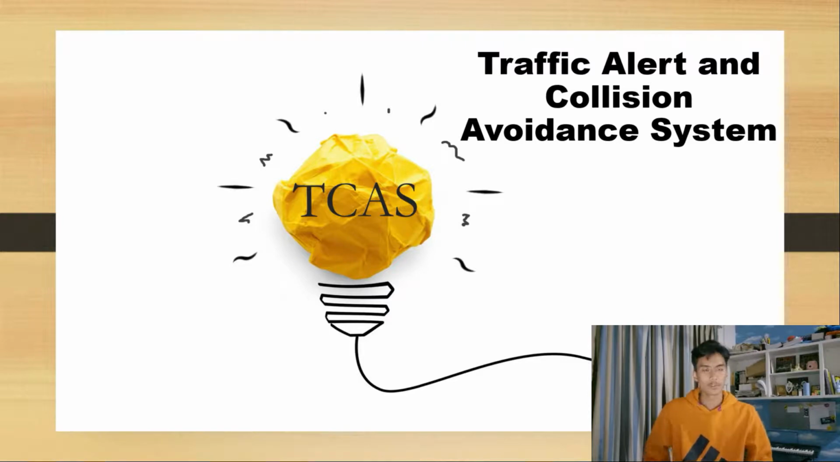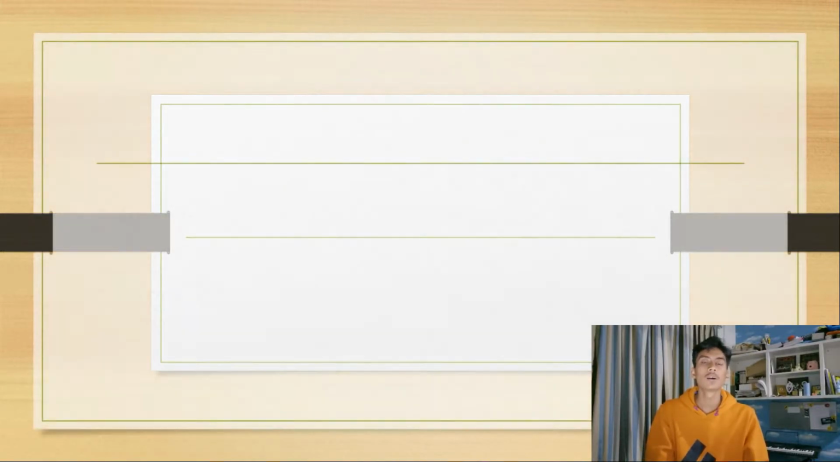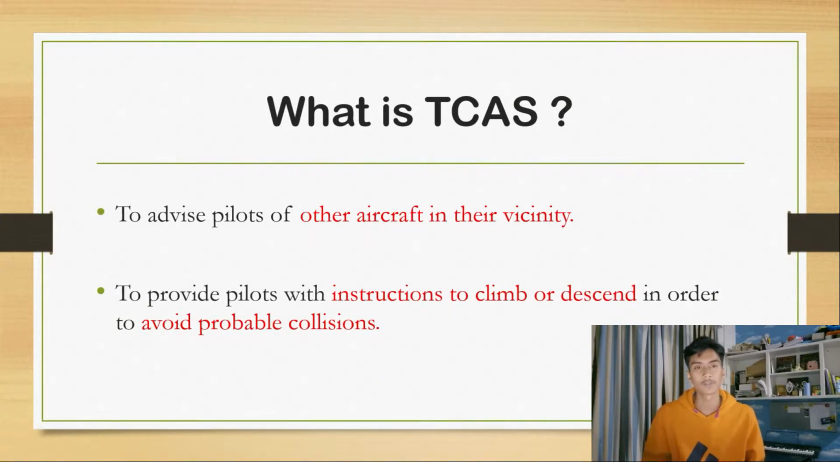Now, the question given was, what is the system used in aircraft to reduce the risk of mid-air collisions? The answer to that is TCAS. TCAS stands for Traffic Alert and Collision Avoidance System. The purpose of TCAS is, number one, to advise pilots of other aircraft in the area, and the second one is to provide pilots with instructions to climb or descend in order to avoid probable collisions.